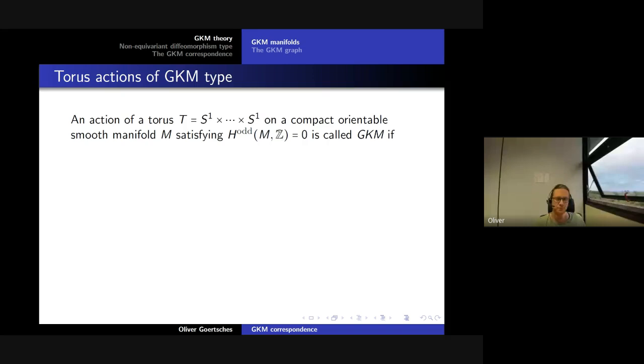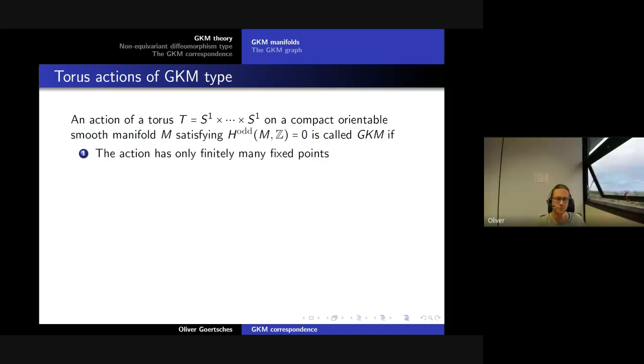Sometimes one considers integer coefficients. Sometimes one considers rational or real coefficients. In this talk, I want to assume integer odd cohomology vanishing. Okay, so I have this global topological assumption, and then furthermore, just assumptions on this one skeleton that I just introduced.